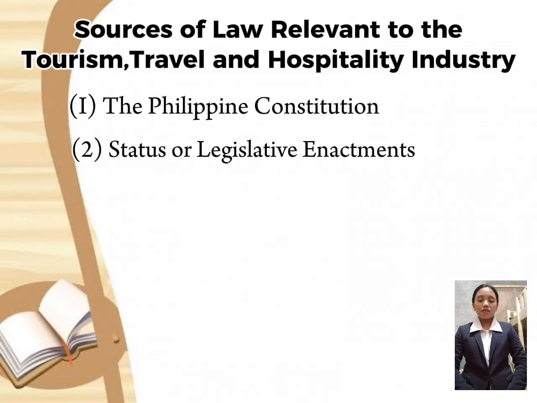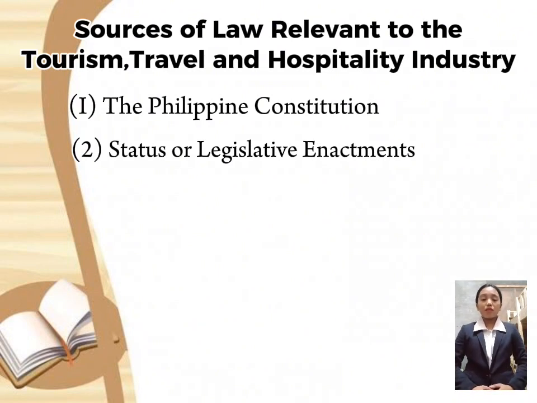Legislative enactments. This term refers to the law or statute created by a legislative body. Legislative enactments are formal laws that have been passed by a legislature, such as a parliament or a congress. They are the product of the legislative process and cover a wide range of subjects.